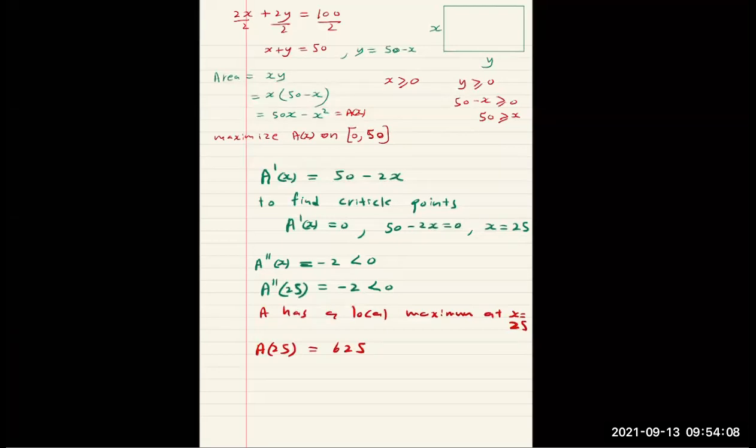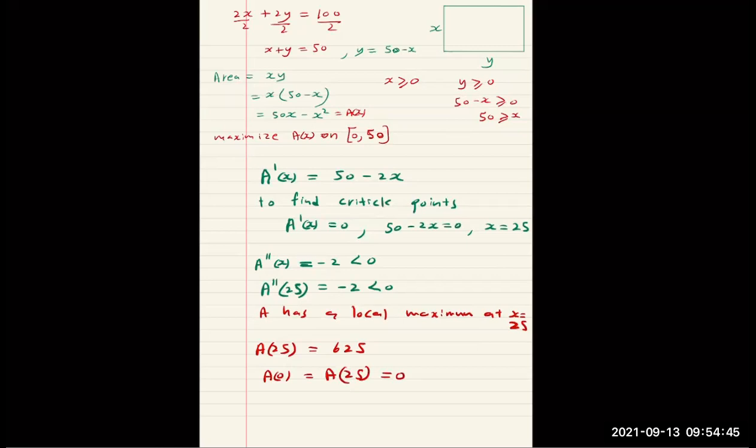What else do we have to do to find the global maximum? We need to make sure that that's a global maximum. Okay, we are looking for global maximums for x values in this interval 0 to 50. These are closed endpoints, so we need to find the value of the area function at these closed endpoints as well. Then only can you make a comparison. So let's find A of 0 and A of 50. They both are going to be equal to 0.